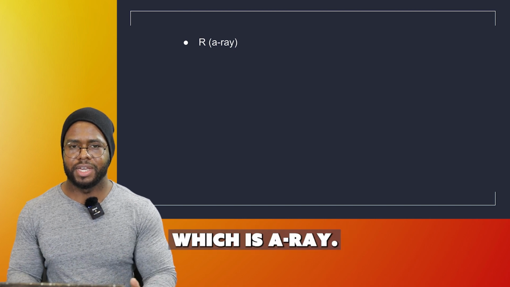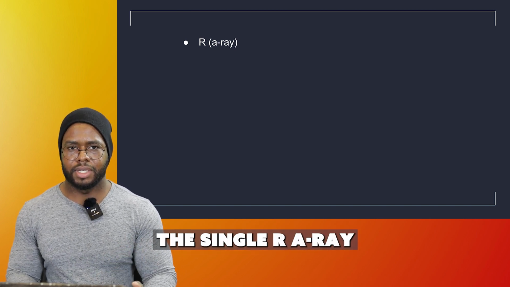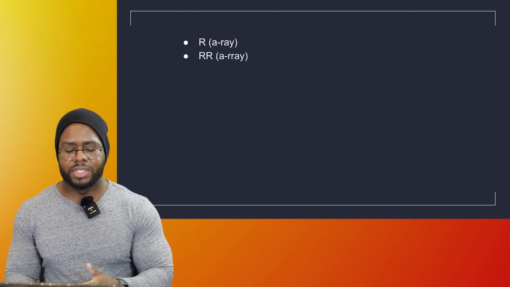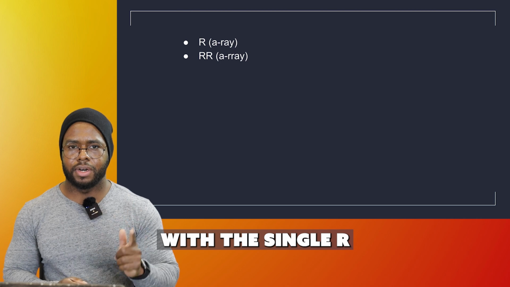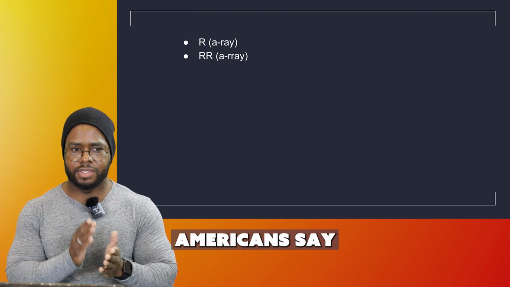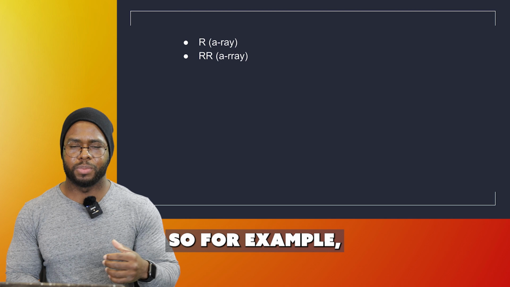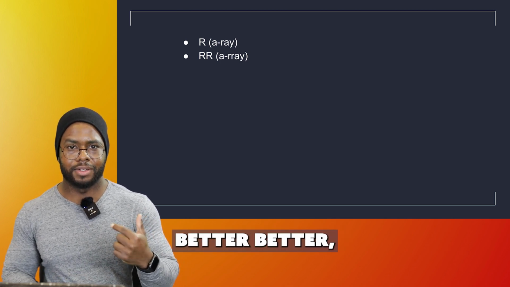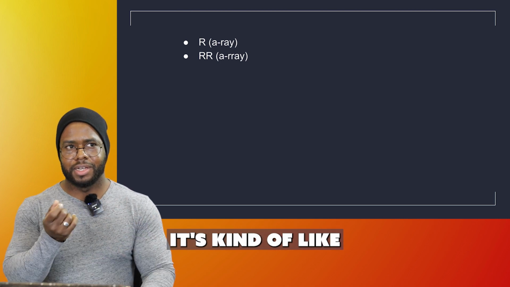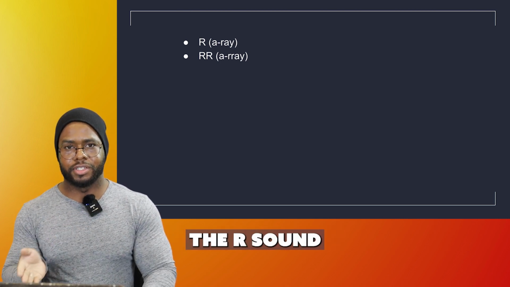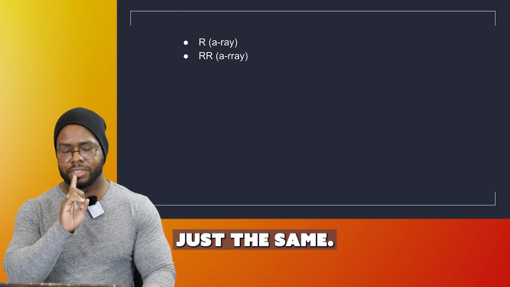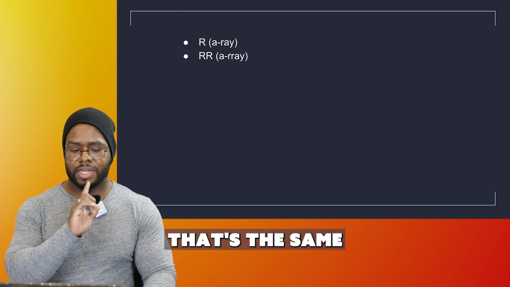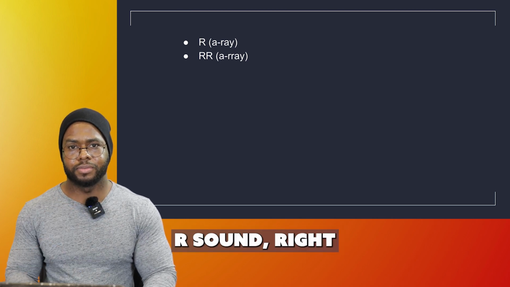Then we have two of the most troublesome letters in Spanish, generally for English speakers, which is ere, the single R, and then erre. So a tip I like to give with the single R is to think about how North Americans say their double T's. So for example, better, they will say, how would they pronounce that? Better, that T sound that they use is kind of like a D sound. That is the R sound in Spanish. So better, just the same, if you could pay attention to what the tongue is doing when you do that. Better, that's the same R sound, the single R sound, right?